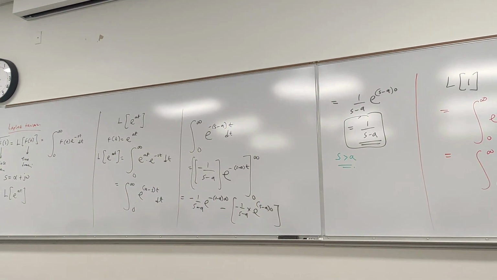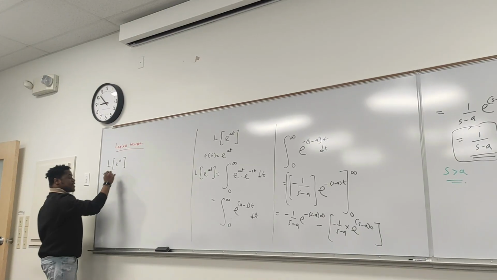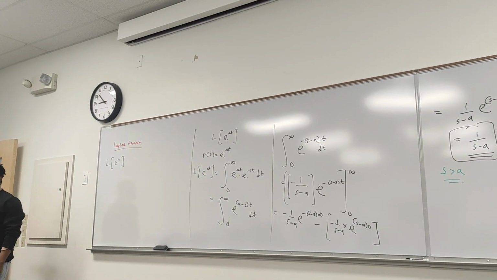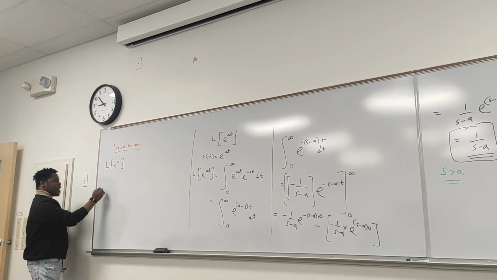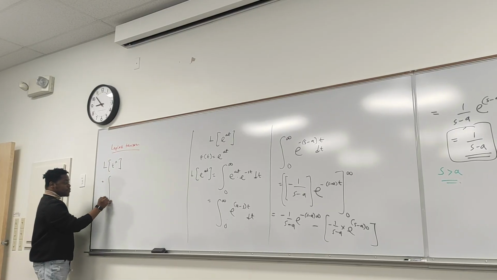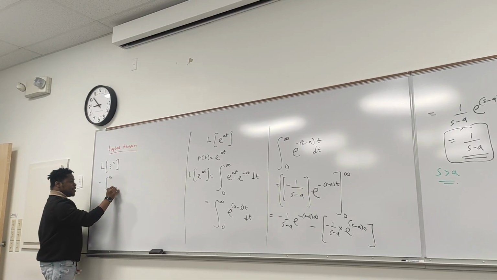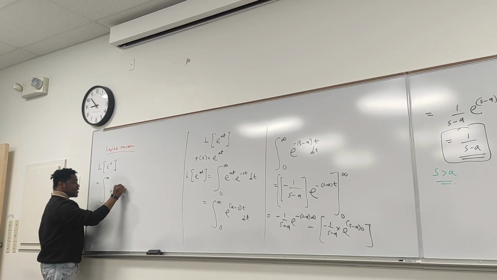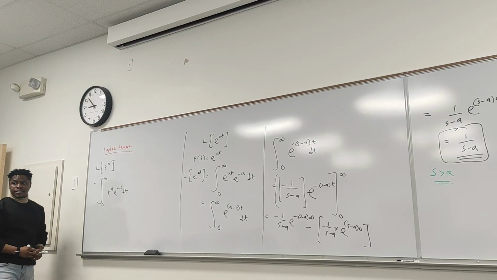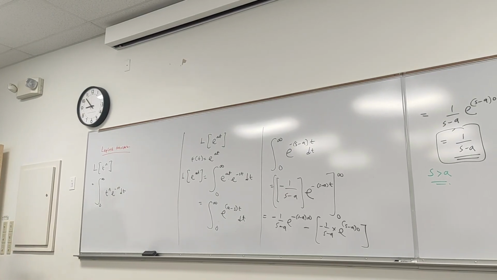We're going to finish this workbook with t raised to power n. Is that what question 3 is? Right. Again, f of t is t raised to power n. So it's going to be the integral from 0 to infinity of t raised to power n times exponential minus st dt. Right? Great.